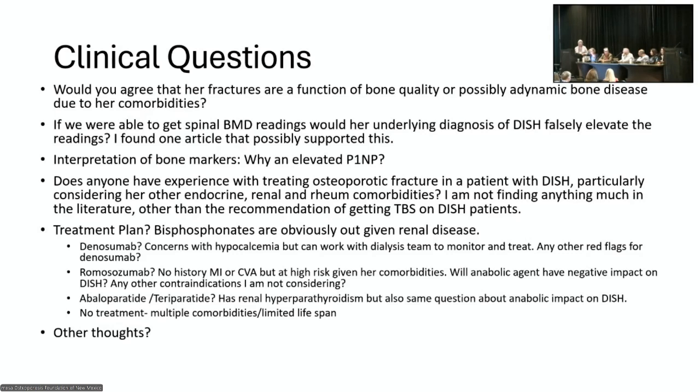Standard doses of abaloparatide or Forteo? Yep.